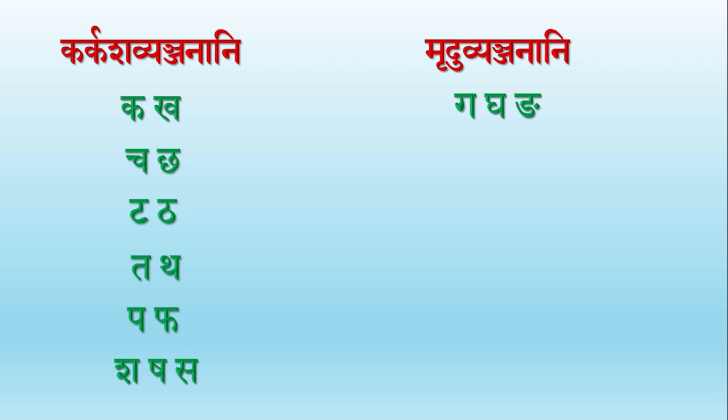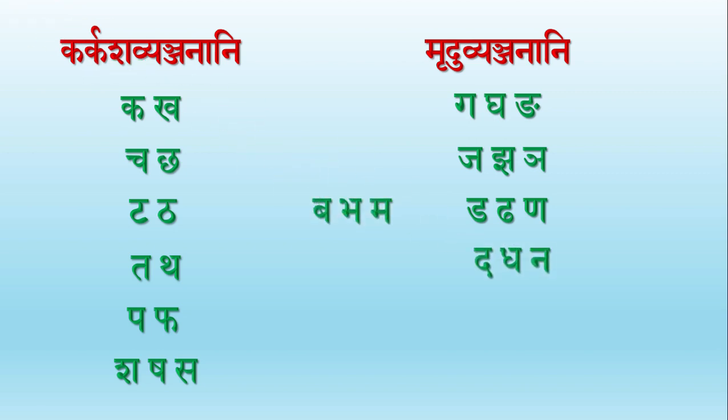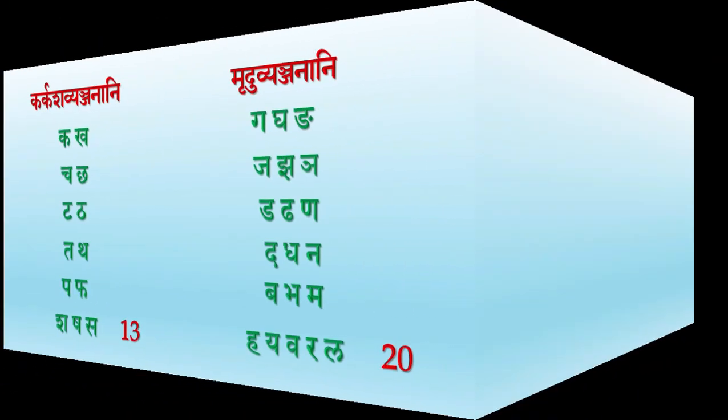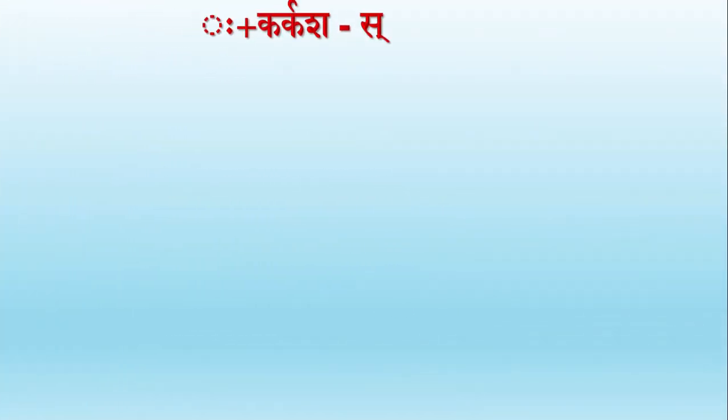Similarly, the third, fourth and fifth letters of every Varga belong to the group of Mrudu Vyanjanaksharani. They are Ga, Gha, Nga, Ja, Jha, Nya, Da, Dha, Na, Da, Dha, Na, Ba, Bha, Ma. Apart from these, we have got Ha, Ya, Ra, Va, La from Avargiya Vyanjanaksharani in Mrudu Vyanjanani. Therefore, we have 13 Karkasha Vyanjanani and 20 Mrudu Vyanjanani. We shall now understand each of the formulas with a few examples.